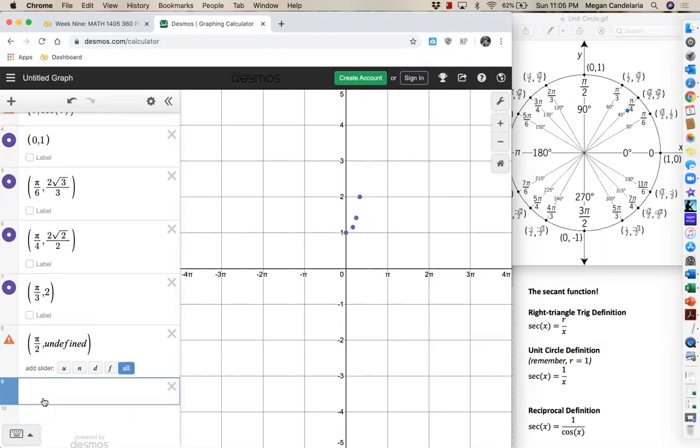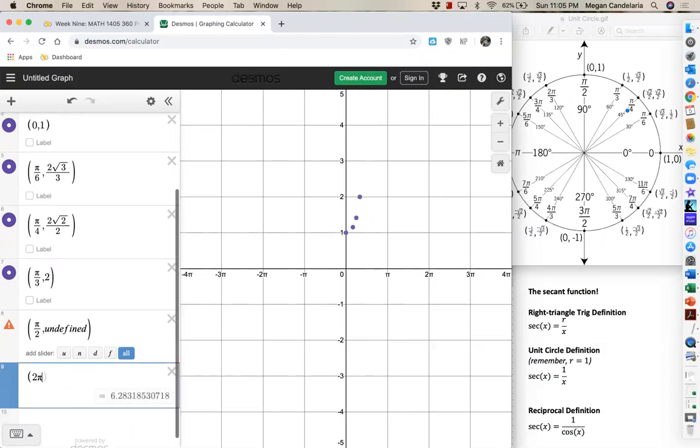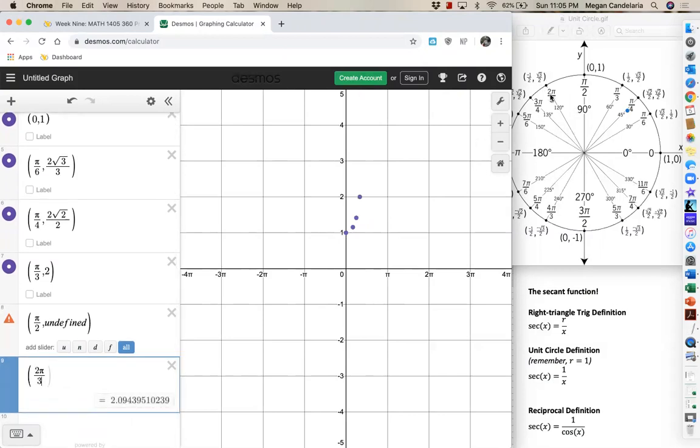Just for fun, let's keep going and look at what's going on in the next quadrant. So our next angle there is 2 pi over 3. Now remember, we're looking at our x values. Our x value is negative 1 over 2, and we're going to reciprocate that. That's going to give us negative 2. Ooh, not 3, negative 2.